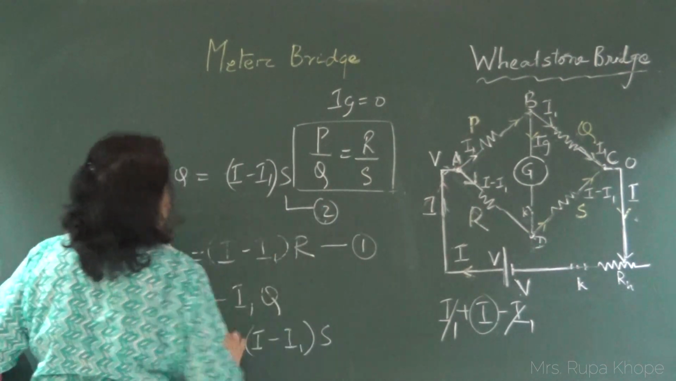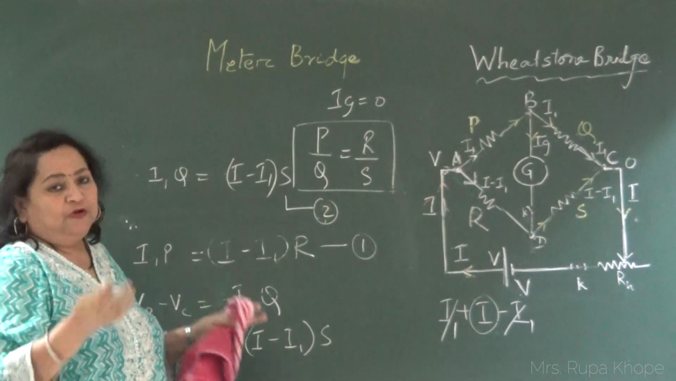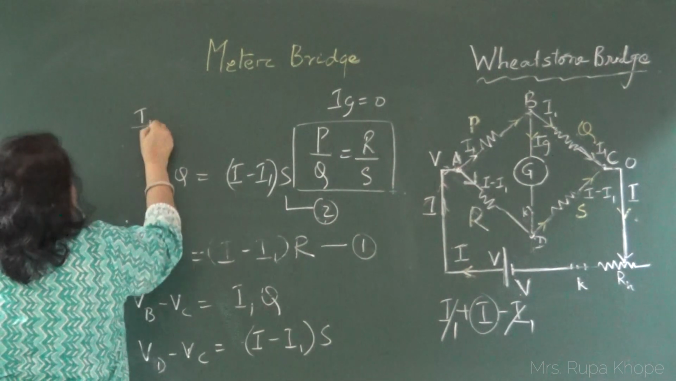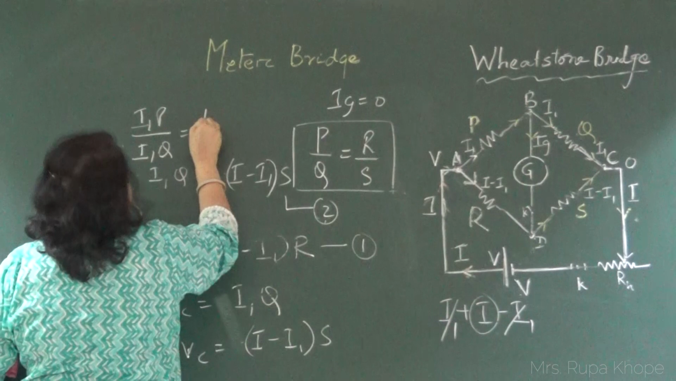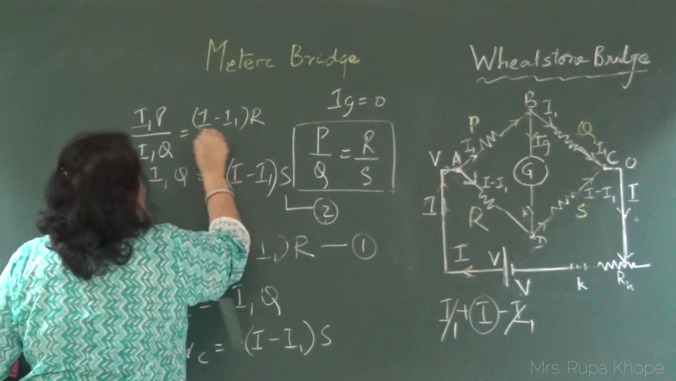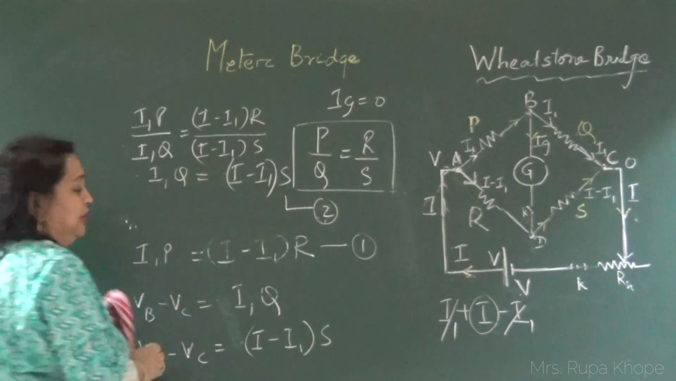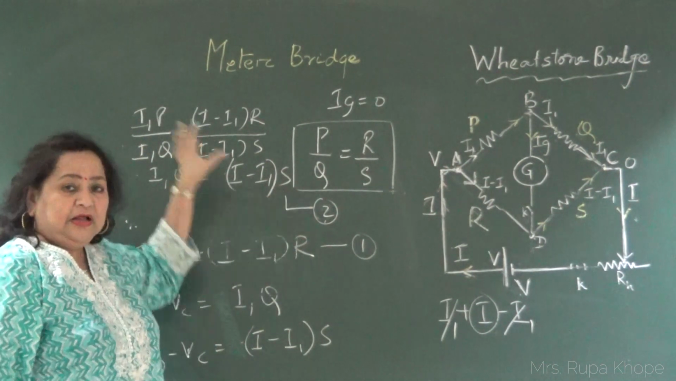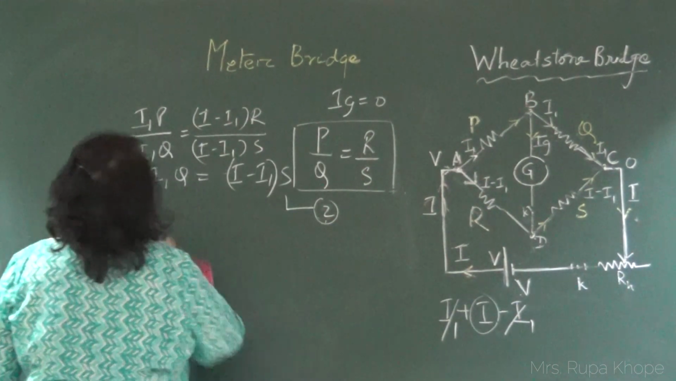Now, what we can do is divide LHS and RHS from both sides of equation 1 and 2, and we can write here I1P divided by I1Q is equal to (I minus I1) into R upon (I minus I1) into S. What have we done? We have divided equation 1 by equation 2, left hand side, right hand side. So what happens now? What do we get?